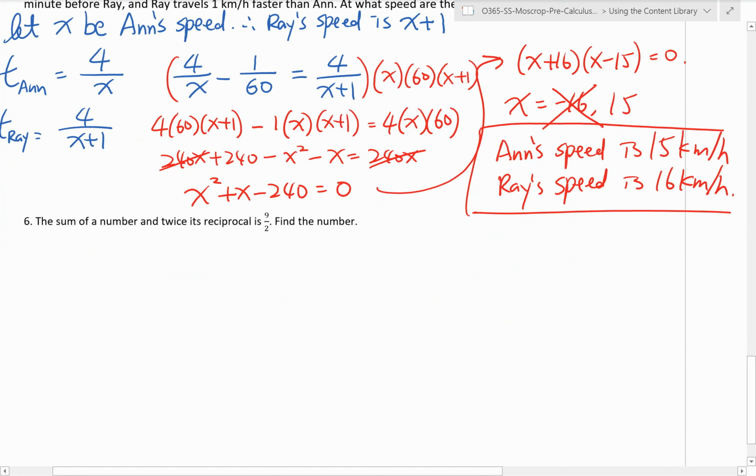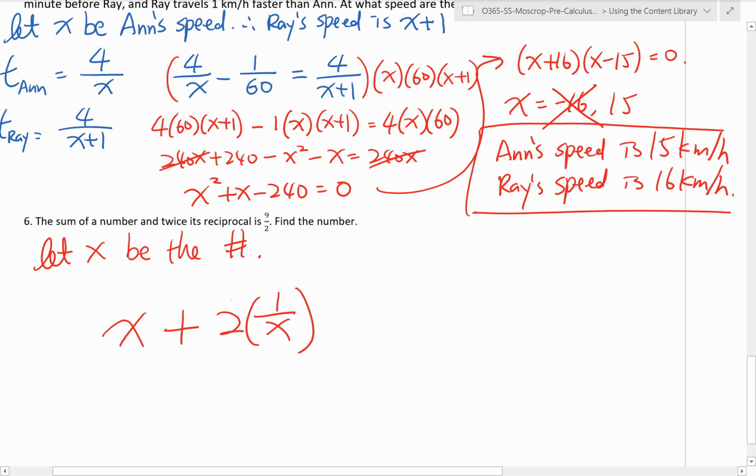Okay, last example, number 6. It says the sum of a number and twice its reciprocal is 9/2. We are looking for the number, okay? So let x be the number. So the sum of a number, so sum, remember it's plus. So x plus the sum of a number and twice its reciprocal. Remember, reciprocal means 1/x. But twice the reciprocal means 2 times 1/x. And this is 9/2. Okay, so the sum means plus of a number, that's x, and twice, so 2 times, its reciprocal, 1/x, is 9/2.